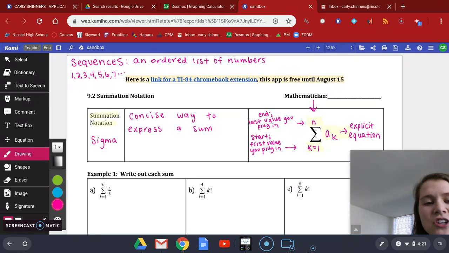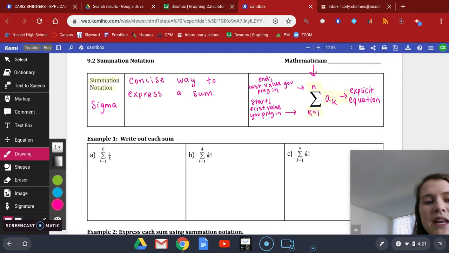Let's see this in action here, folks. So in example 1, I'm just writing out each sum. So I don't need to actually find the sum. I'm just writing it out. So this might actually show us why we need summation notation, because it can get a little bit annoying to always write it out.